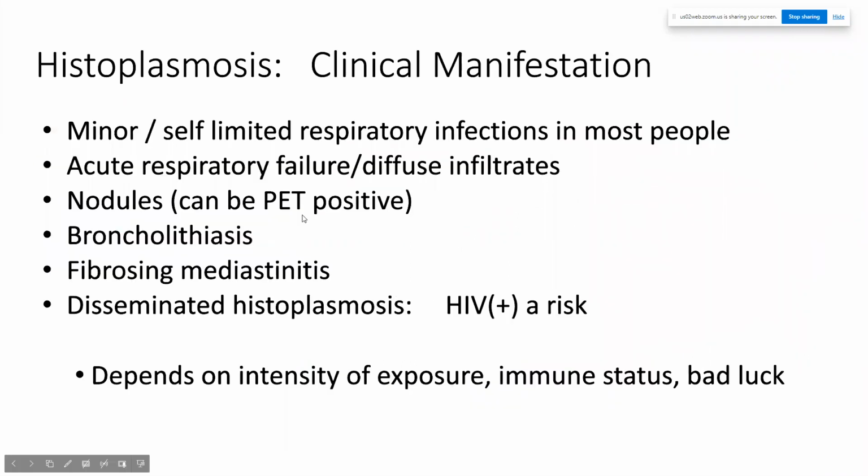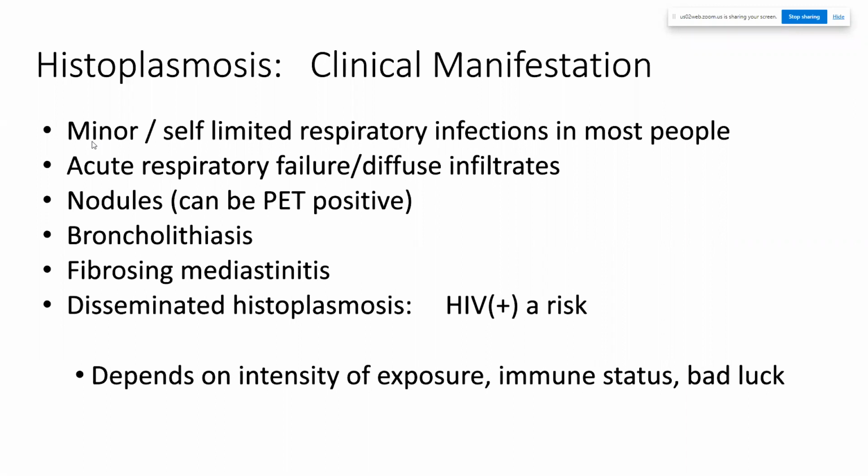So again, like Cocci, it's usually a very mild infection, very self-limited. You don't need to treat it in just about everybody. Although when you do get sick, typically it's diffuse infiltrates. The nodules on CT scan can be PET positive, which again makes lung cancer screening difficult. This is active disease, not old burnt-out disease. They can get broncholithiasis and some fibrosing mediastinitis. I'll show you a couple pictures of those.